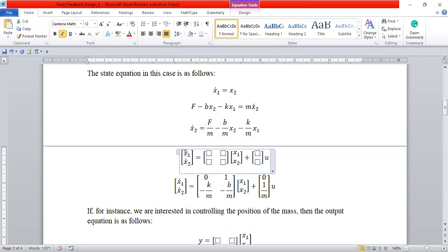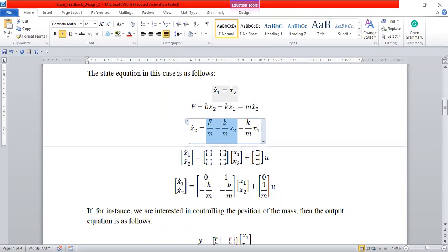So we need x1 dot. We need to make x1 dot the subject of formula, which we already did. Then we need to make x2 dot the subject of formula for this one. And you make x2 dot the subject of formula for this equation. Then you arrive at this equation. So the next step is just to put it in matrix form.